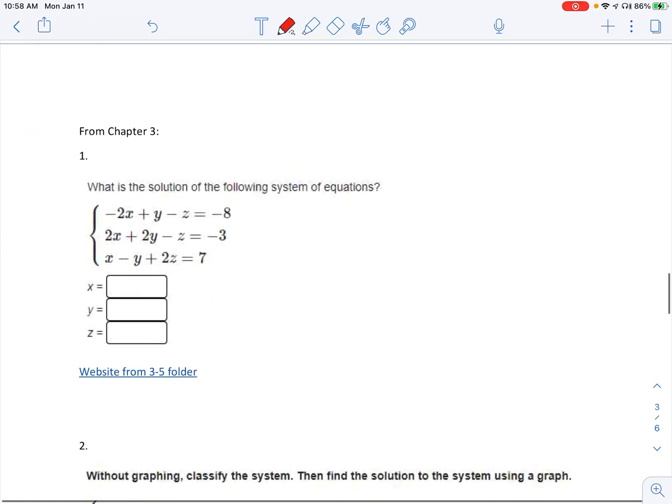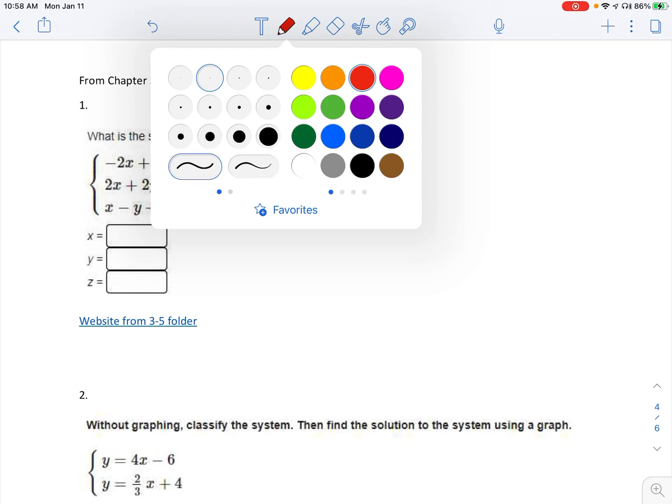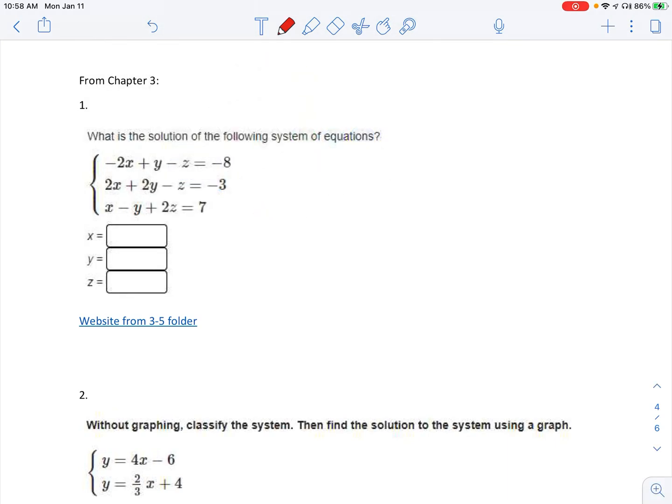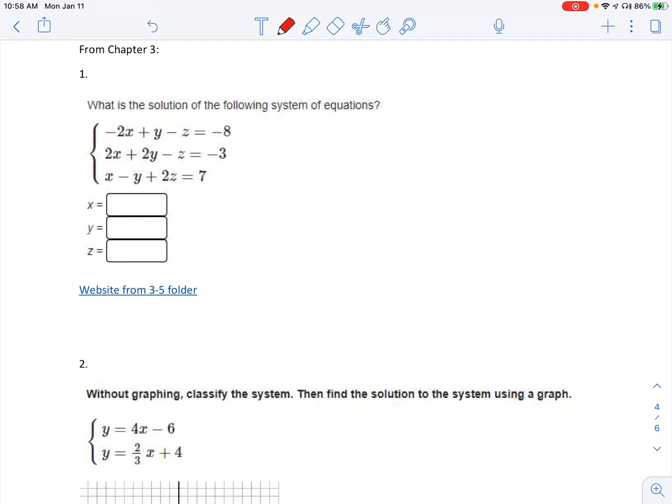Now we really will go into chapter 3, which again is going to actually involve some more shading problems, double shading problems. Chapter 3 is all about when you have more than one equation, you have to set them equal to each other. So this type of problem is a 3x3, and you can use this website if you want to, if you can remember where it's found. It's in the 3.5 folder.